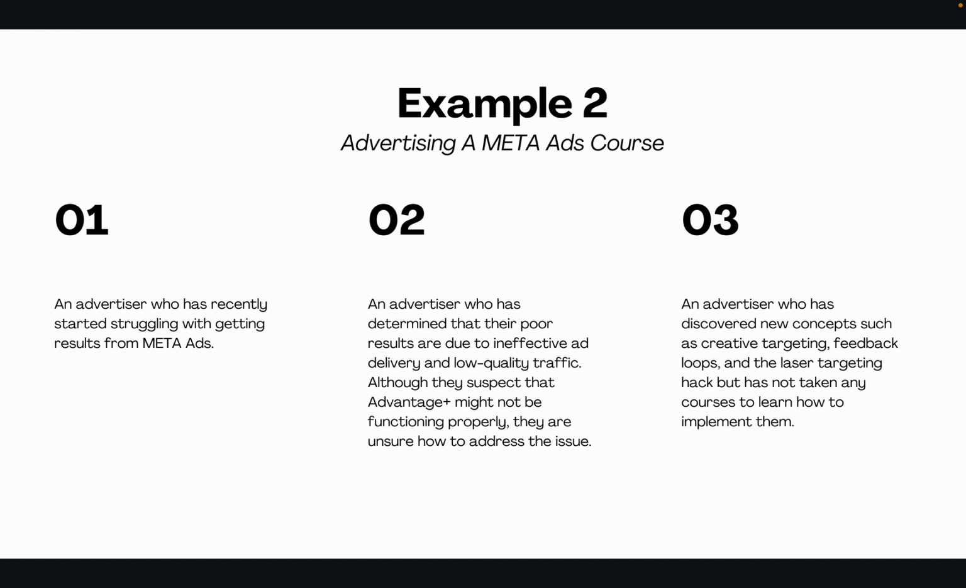And the third level, those who are solution aware, is, for instance, an advertiser who has discovered new concepts such as creative targeting, feedback loops, and laser targeting hacks, but has not taken any courses to learn how to implement them. So these are three different people, and you will talk to each of them in three different ways. What you say to the person who has the first level of awareness is different from what you say to the second person and third person.